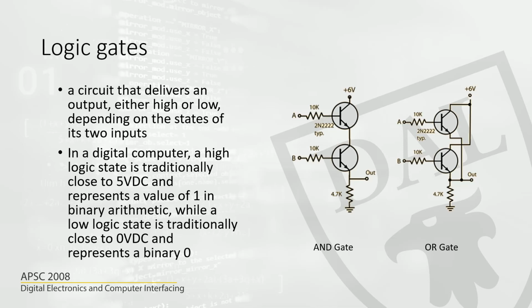Logic gates are circuits that deliver an output either as high or low depending on the state of the inputs. In general there are two inputs, A and B, and an output, but there can be multiple inputs as well. What input you give and what output you get decides what kind of gate it is.